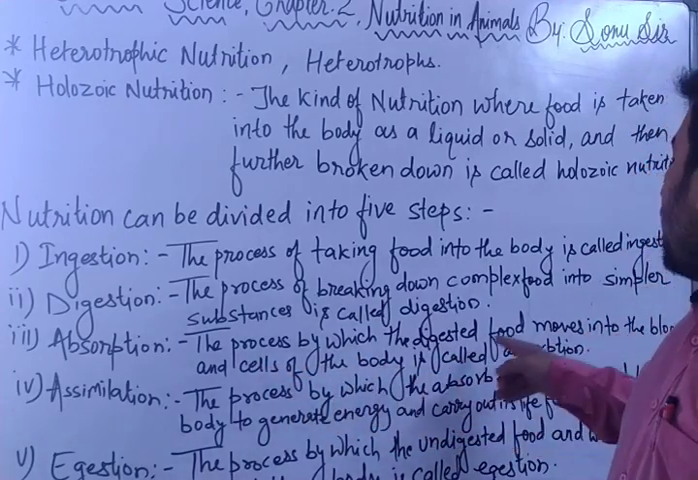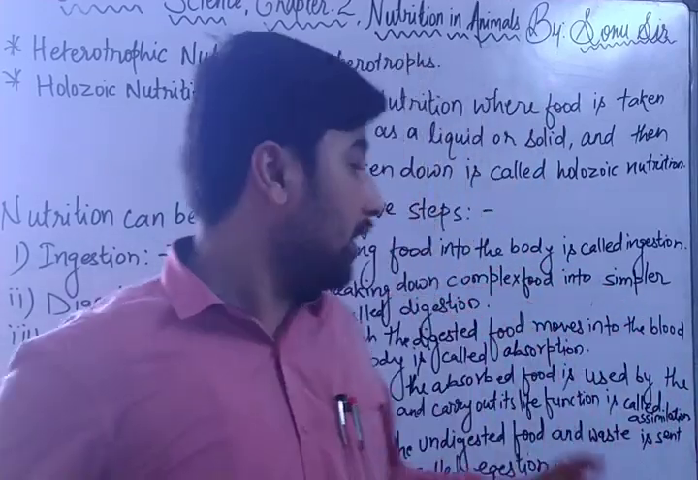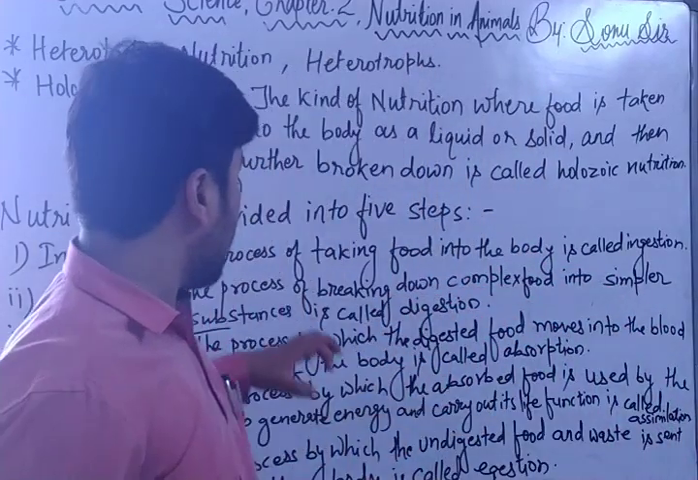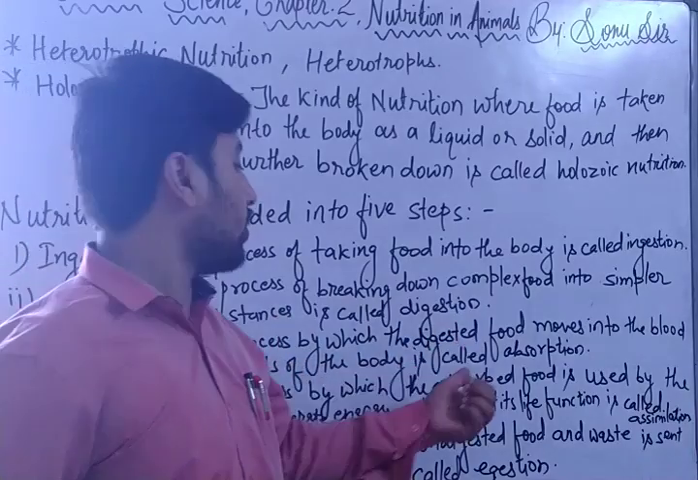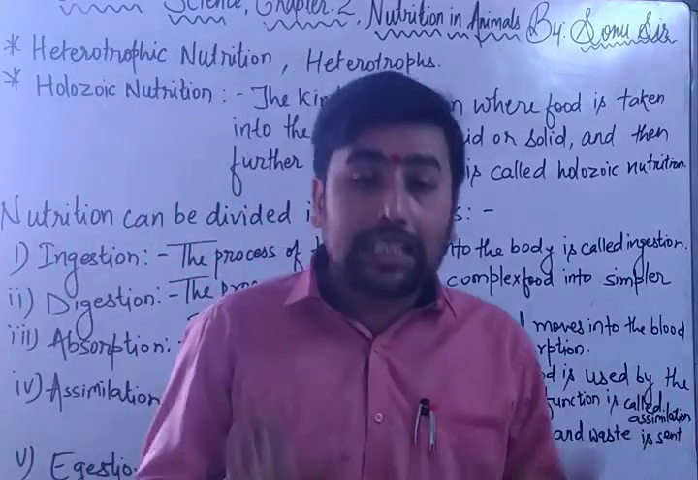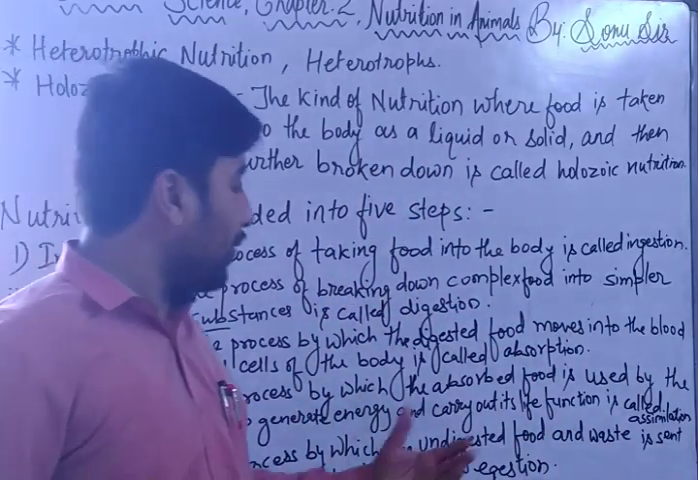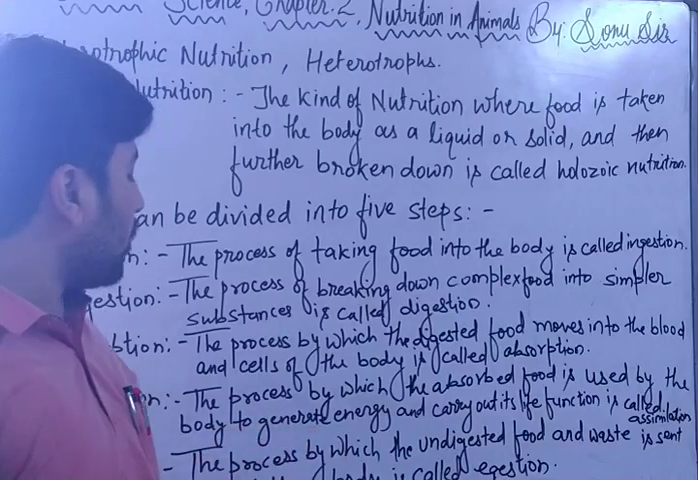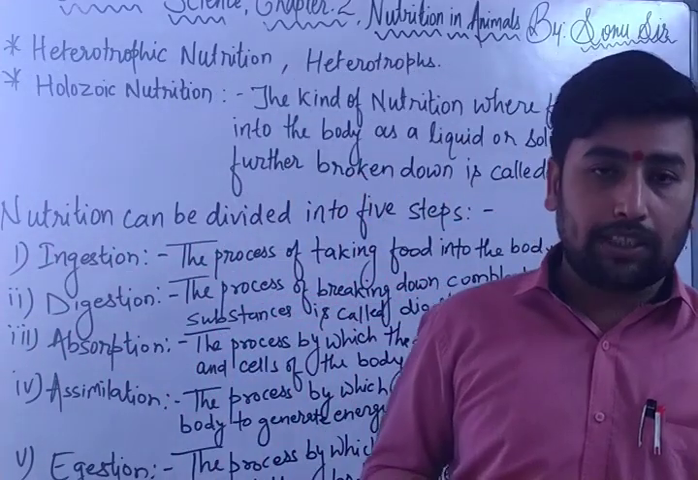The process by which the digested food moves into the blood and cells of the body means after digestion they absorb the nutrition, or they absorb the digested food and it moves into the body, and this process is called absorption. Next one is assimilation. The process by which absorbed food is used by the body to generate energy and carry out its life function is called assimilation.